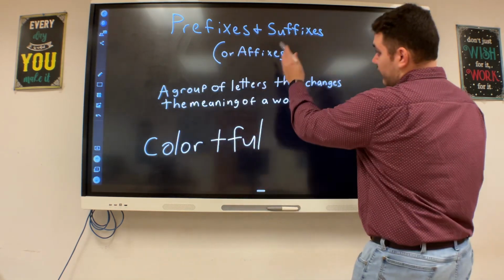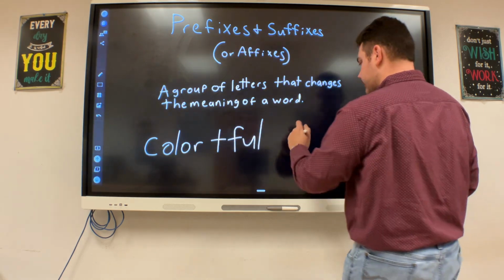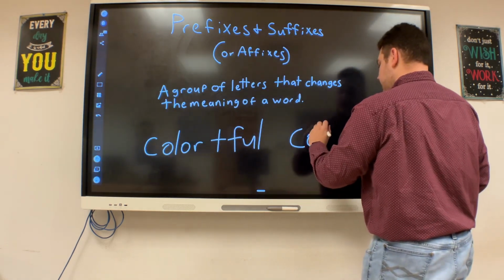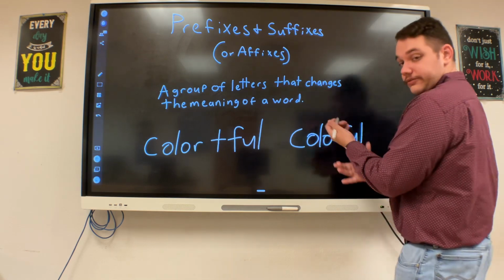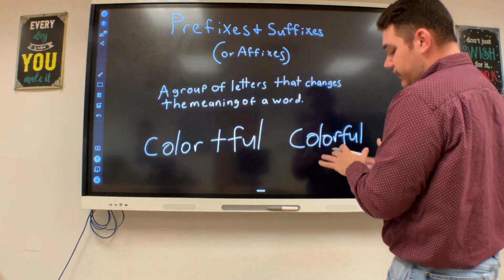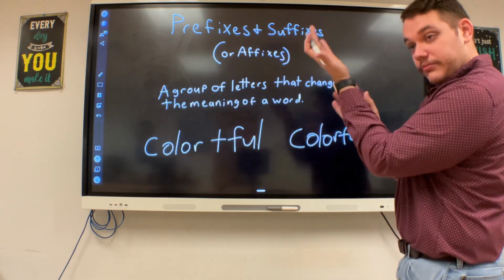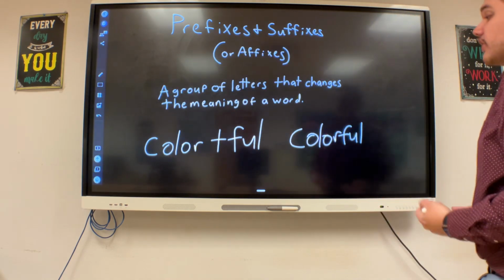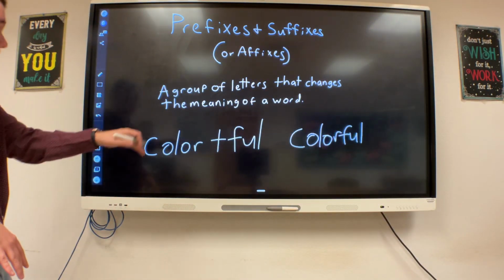if we add a suffix to the end, we add FUL, that makes it colorful. And so now that is a whole different word. Color is talking about the shade of something. But now colorful is saying that something has a lot of color. There's red in the white. I got black on my watch. There's a lot of color. It's colorful. So we just changed the meaning of the word by adding a suffix to it.